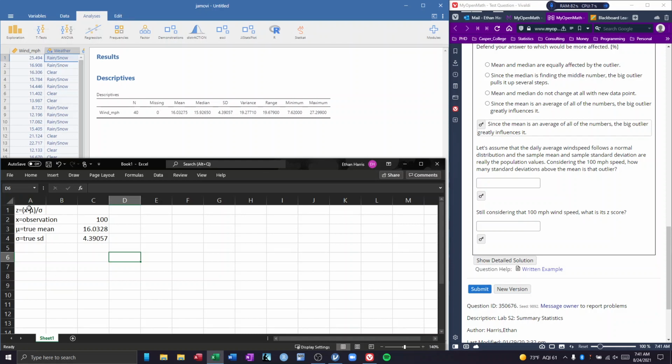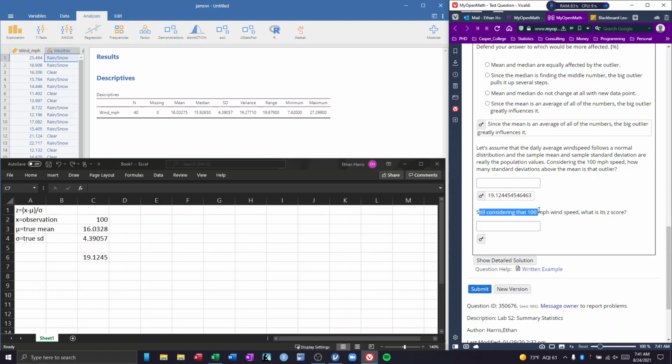If we want to know how many standard deviations above the mean that outlier is, we just need to calculate our z-score. So we can say equals x minus mu divided by sigma. We hit enter and we get 19.1245. Okay, so there we go. We've got this value right here.